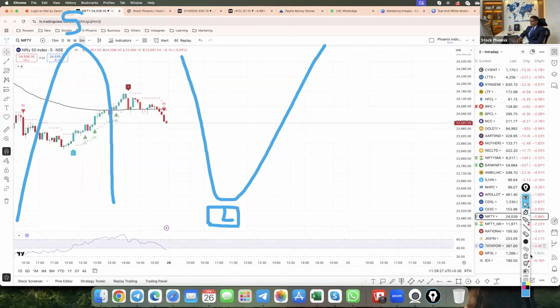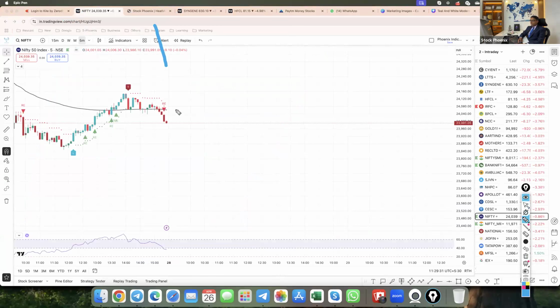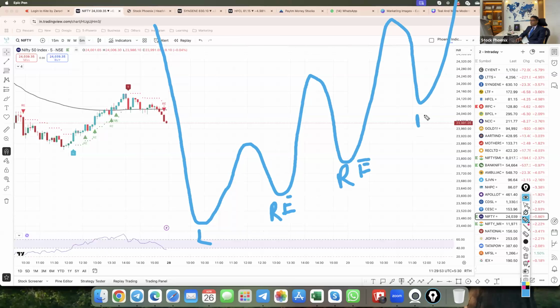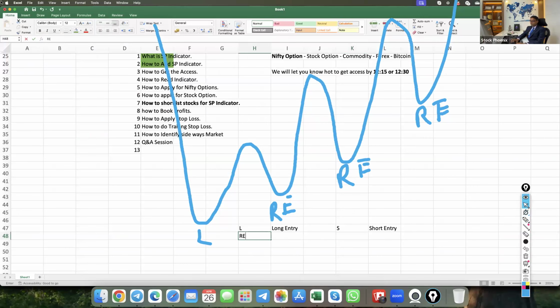Okay, perfect. The next is, when the market comes down and goes up, the system generates an L signal. It goes up, comes down, goes up, comes down. On every retracement, the system will generate a re-entry signal. This is called RE, re-entry signal. Am I clear? Is it clear to everyone? RE means re-entry signal.